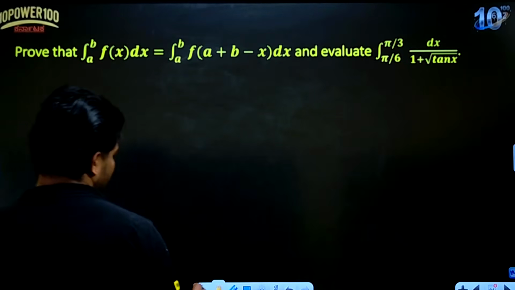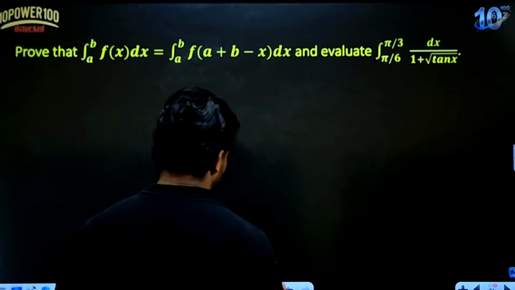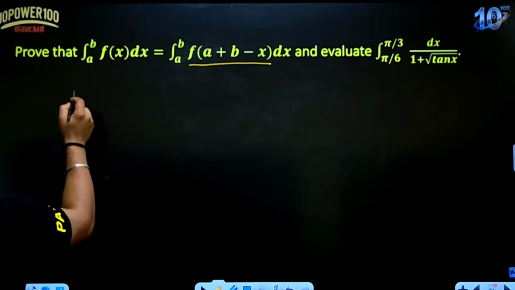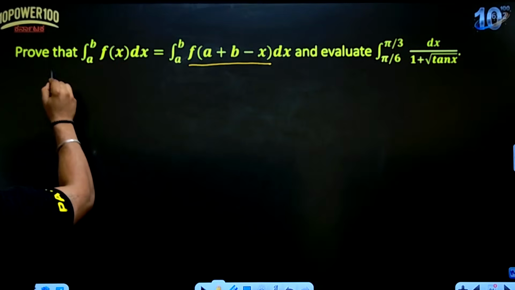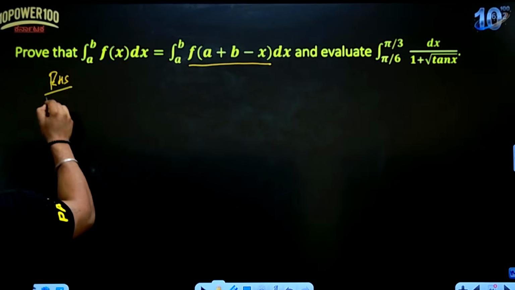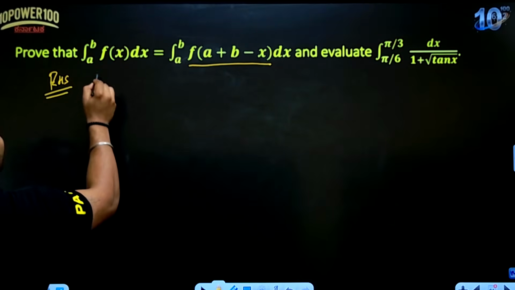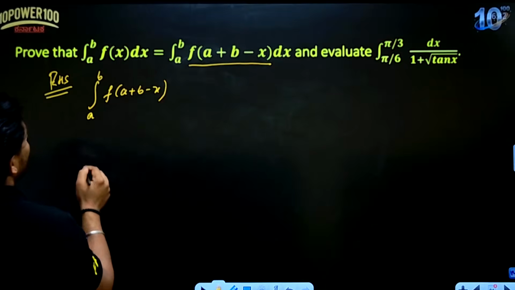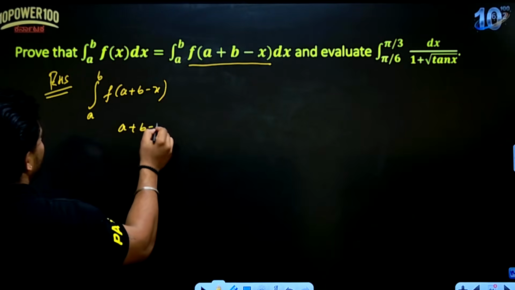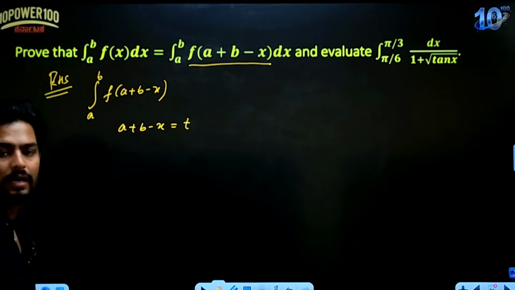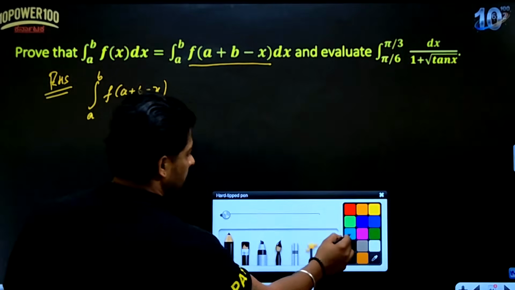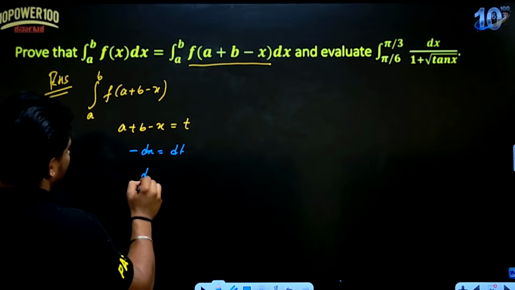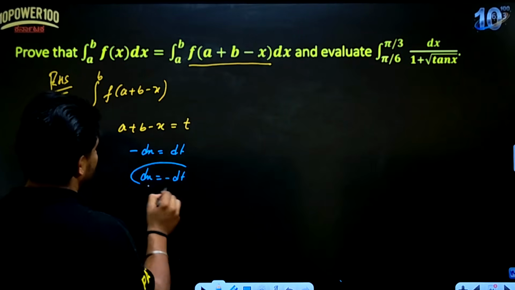So this is one different property. This is f of a plus b minus x. Same as the last one, we'll take RHS. What is RHS? Integration of a to b, f of a plus b minus x dx. We'll take a plus b minus x is equal to t. If I differentiate this, minus dx is equal to dt, right? So dx is equal to minus dt.